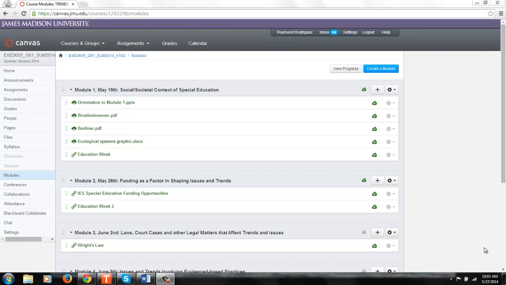What follows is an orientation to Module 2 in EXED 605. As you can see, we're on the Canvas page, and there are two items in Module 2. The first is, well, the second actually, is Education Week version 2. This is very straightforward, similar to last week.